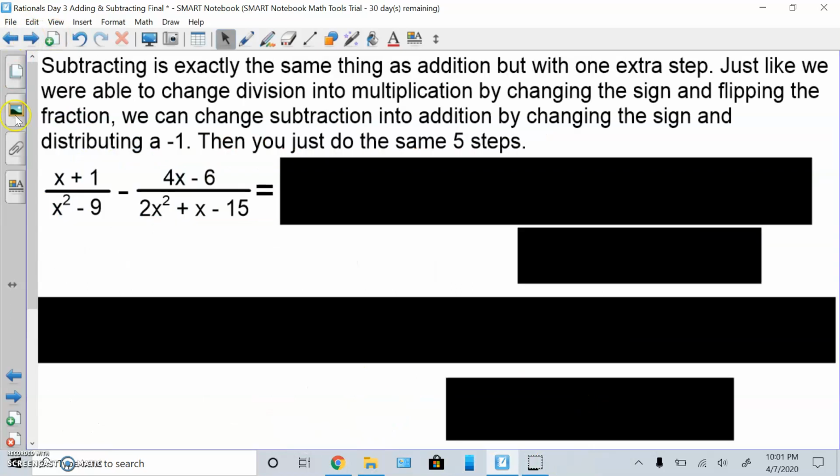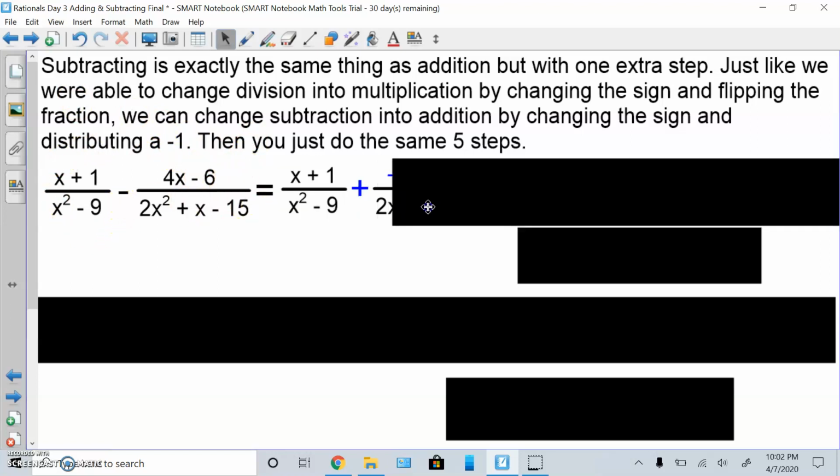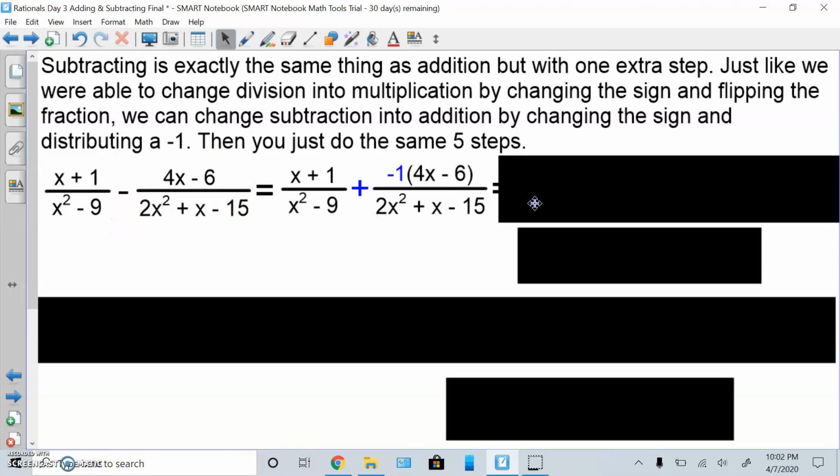All right, last problem. Subtracting is exactly the same as addition, but with one extra step. Just like we change division into multiplication by changing the sign and flipping the fraction, we can change subtraction to addition by changing the sign and distributing a -1. Then you do the same 5 steps as before. So if this is the problem, I'm going to fix this negative sign first. I'll make it a plus sign and distribute -1 to the top. And notice I put the parentheses here because the -1 has to multiply both of these. Then I do the regular steps.